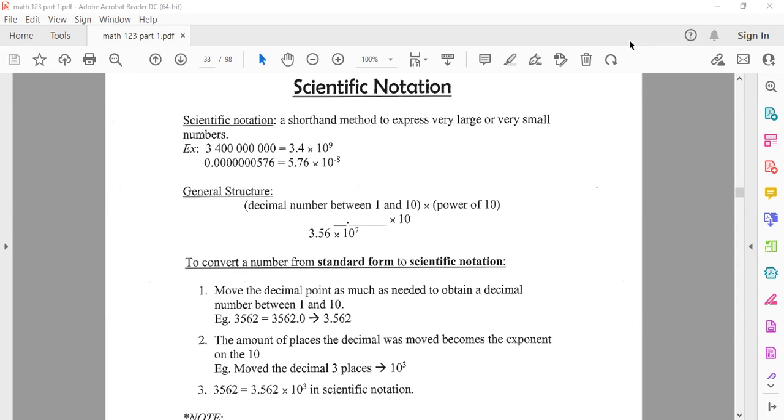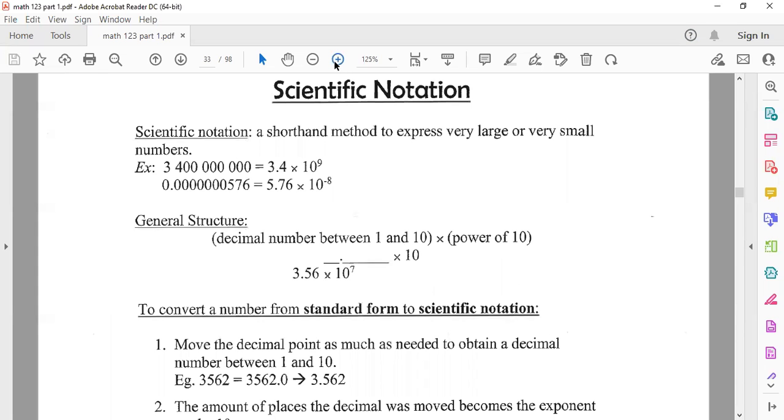If you're not familiar with scientific notation, it is a way to write very large numbers or very, very small numbers without all those zeros. So the number 3,400,000,000 would be the same as 3.4 times 10 to the ninth power. Positive exponents on the 10 mean very large numbers, and negative exponents on the 10 mean very small numbers.